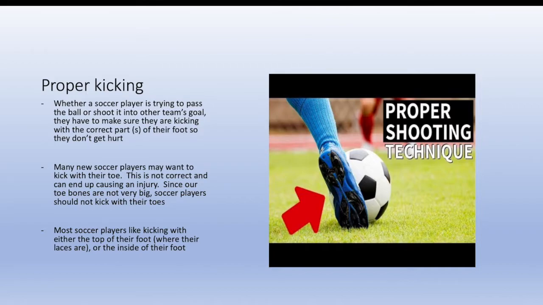Most soccer players like kicking with either the top of their foot, which is where your shoelaces are, or the inside of their foot. So if we look at this person kicking the ball right here, you can see they're kicking the ball with the top of their foot near where their laces would be. You can also kick with the inside of the foot, which is also very common, the part that curves in on your foot. If you kick with your toe, you can end up hurting your toe by stubbing it, or sometimes if you kick too hard, some people have even broken their toe from kicking too hard.